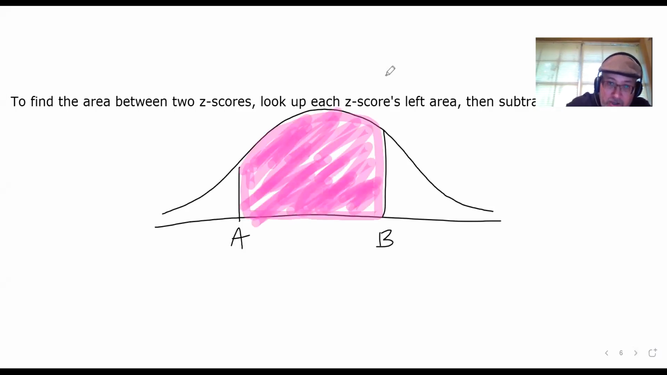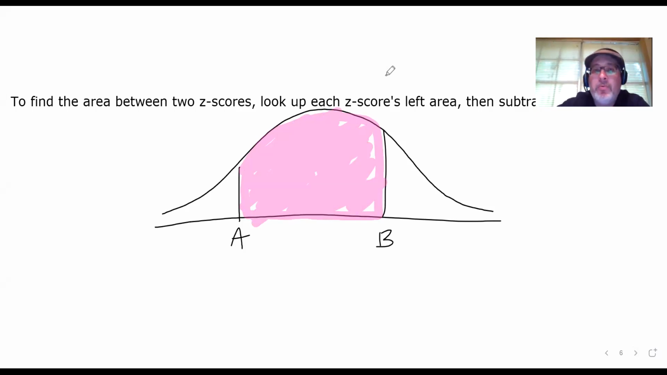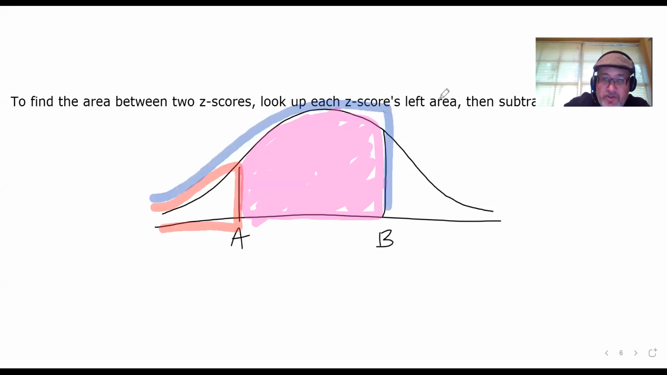The only thing we can look up directly in the z-chart are left areas. So let's think about what we would find if we looked up each z-score's left area. If we looked up the left area for A, it would give us this over here. If we looked up the left area for B, it would give us all this. So what we want is the pink part shaded in the middle.